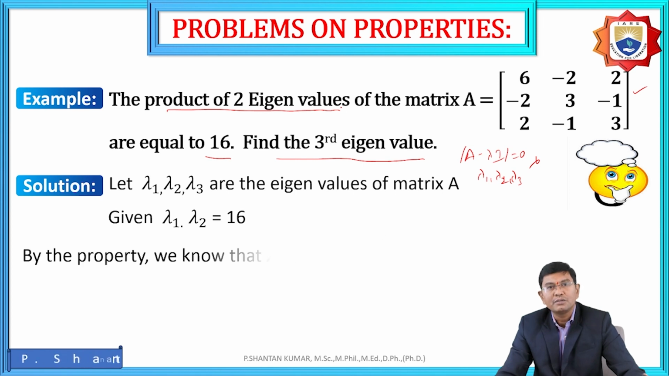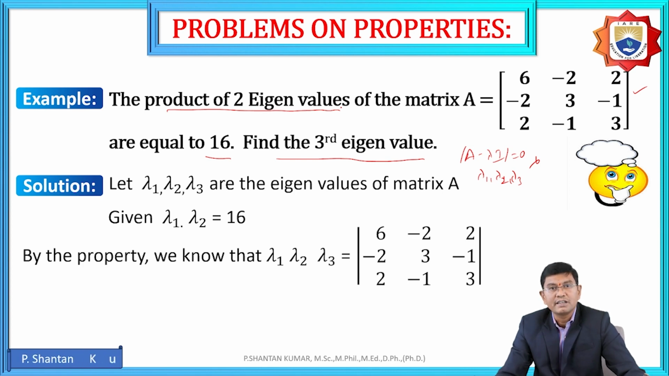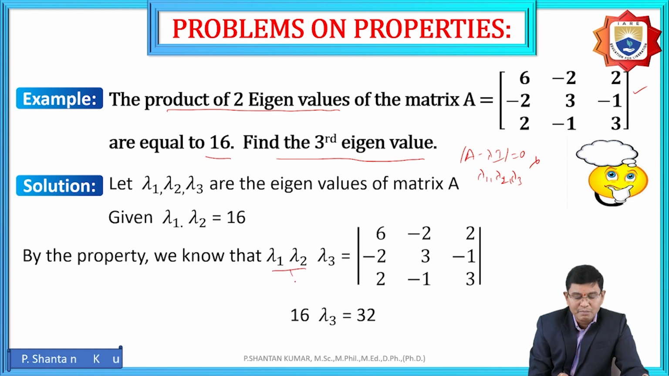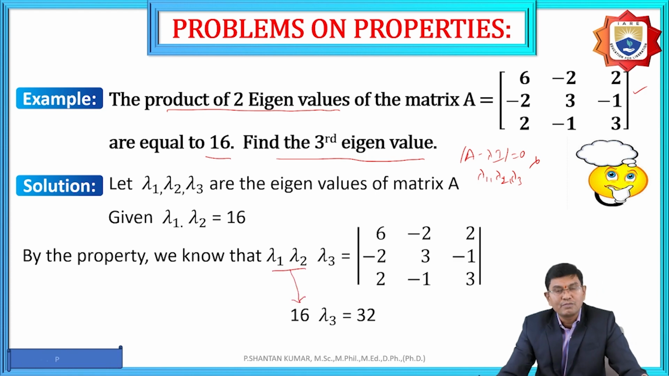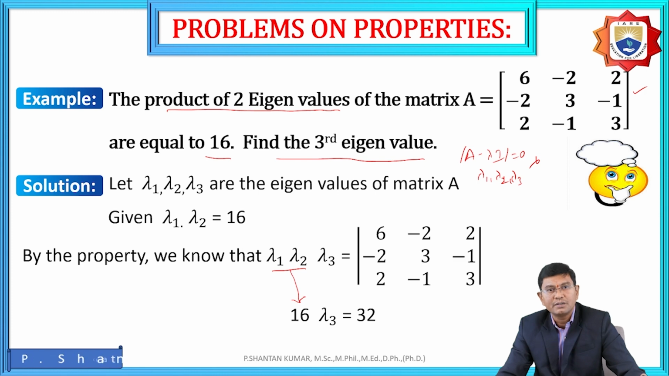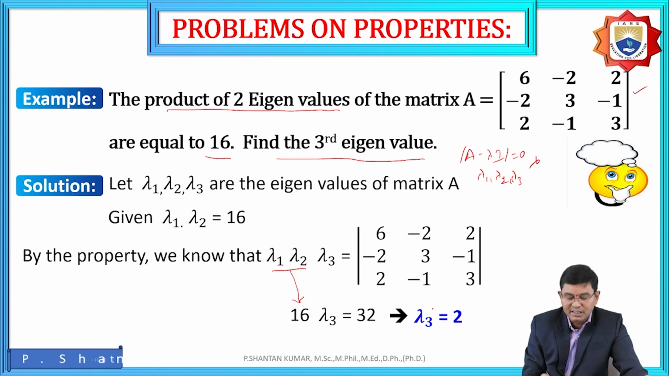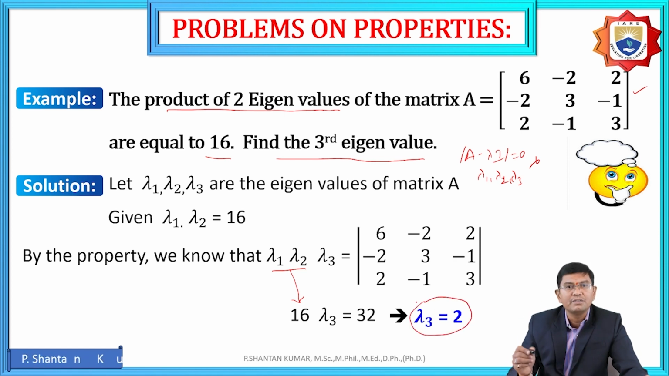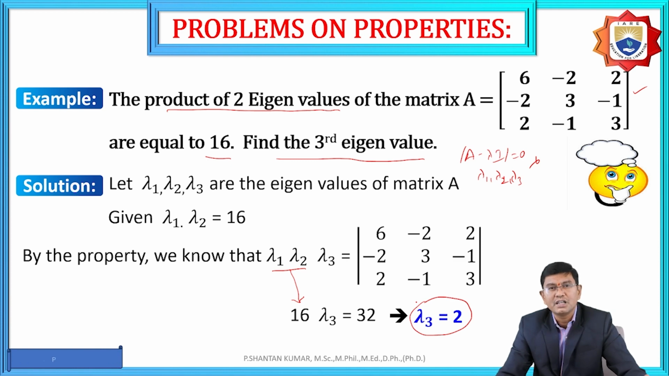Therefore, according to the hint about the product of the eigenvalues, we need to find the determinant of the matrix. The product of the eigenvalues is always the determinant of the matrix. Therefore, the determinant is equal to 32. Here lambda 1 into lambda 2 is given as 16. Therefore, 16 into lambda 3 is equal to 32. Therefore, lambda 3 is equal to 2. The problem asks for the third eigenvalue, so the third eigenvalue is 2.